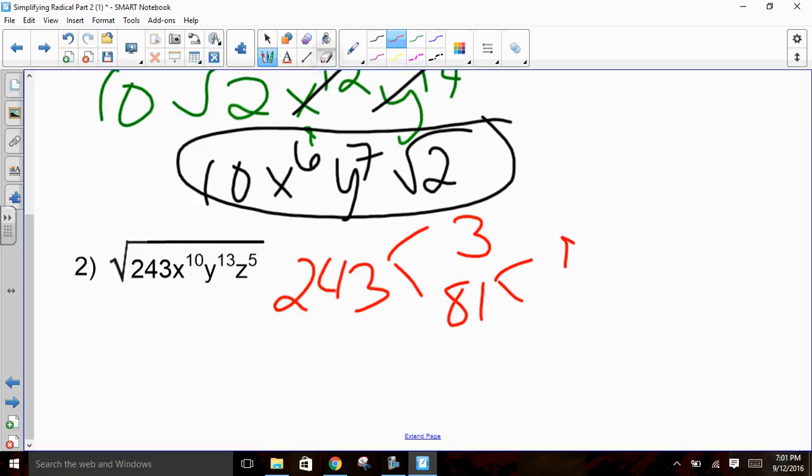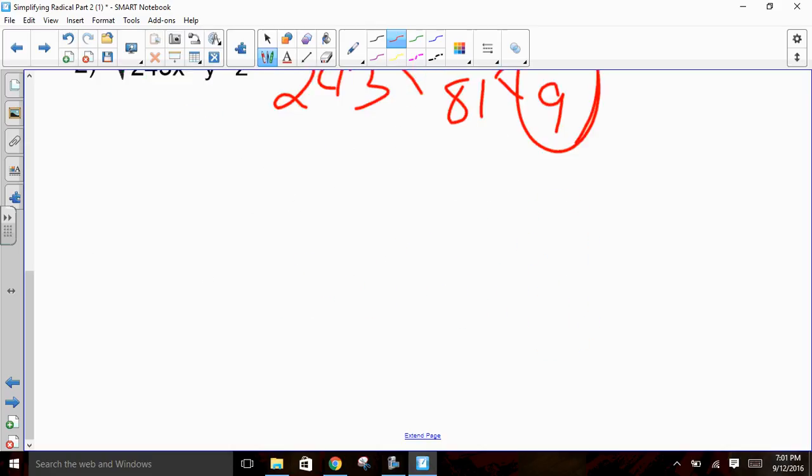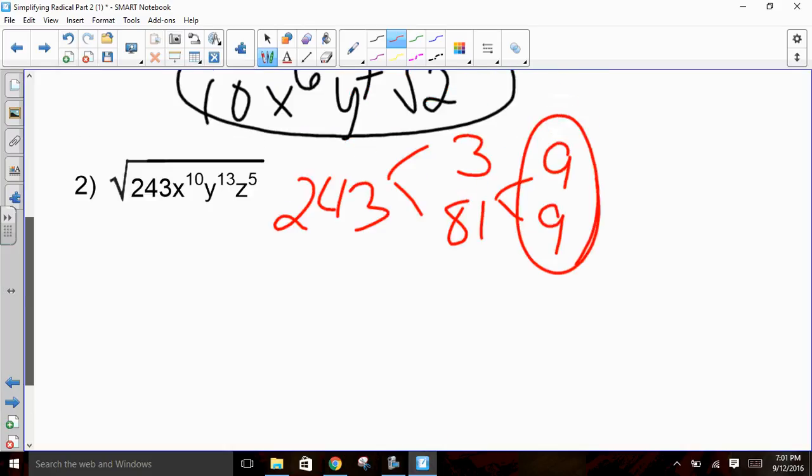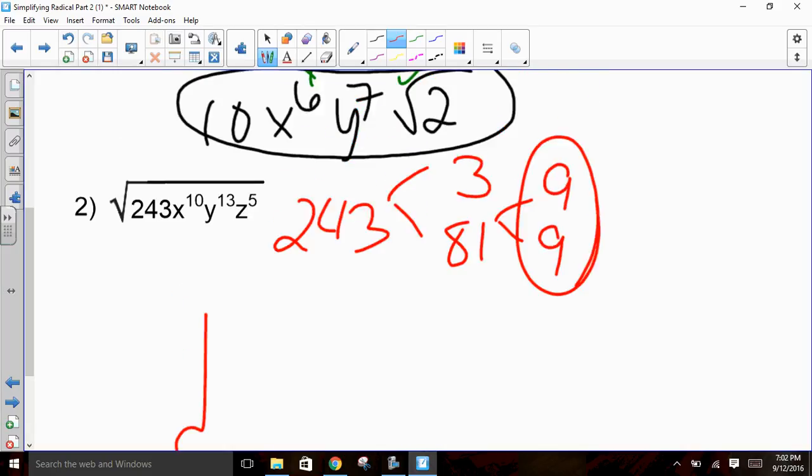Ooh, that was really bad. Let's try that again. 81 is 9 and 9. There's my group. I have 9 come out. Computer's being super wonky. I have 9 come out. Left with 3 underneath. So I've dealt with my whole number. So I'm going to cross them off because I've talked about them.